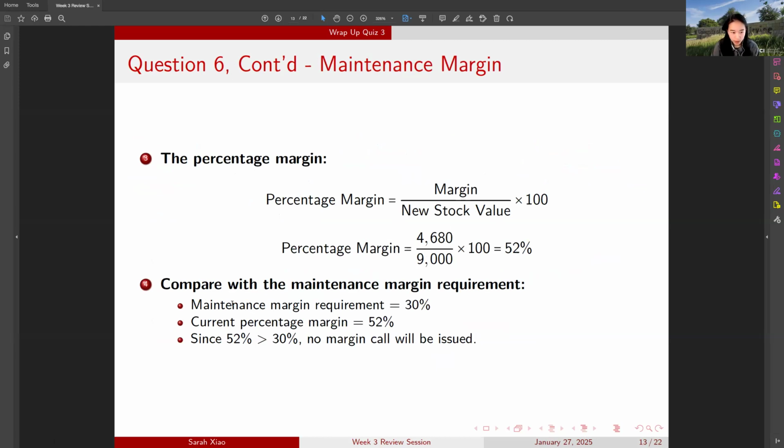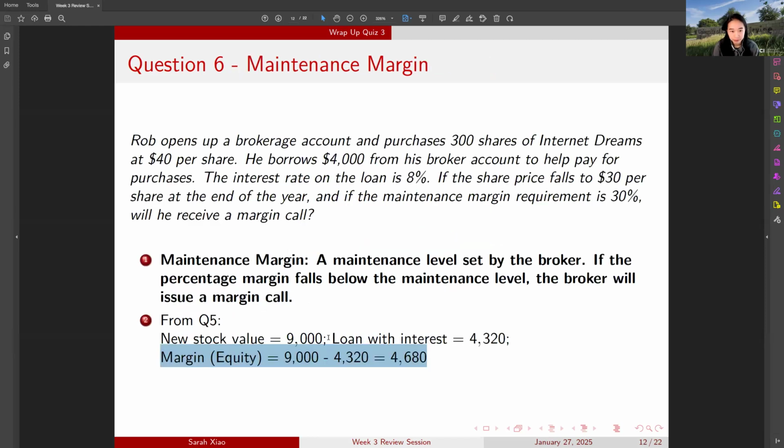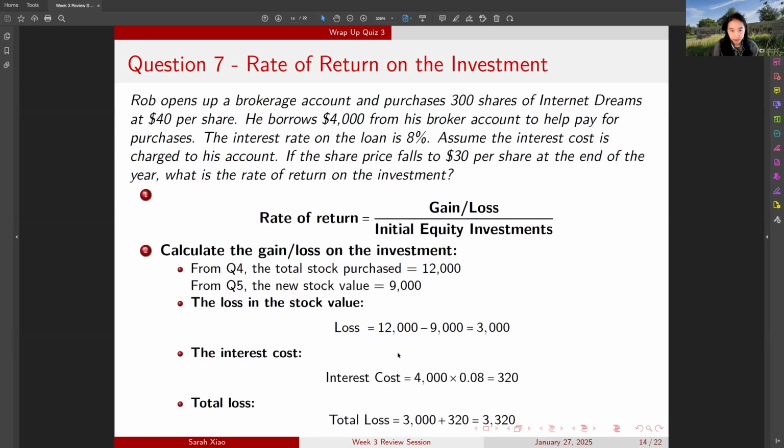The next step is very important. We need to compare the maintenance margin level with our percentage margin level. Because we know that 52% is greater than 30%, the required maintenance margin level, no margin call will be issued by the broker. All right, if no questions, I will move to the next one.